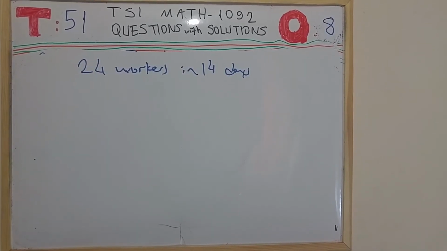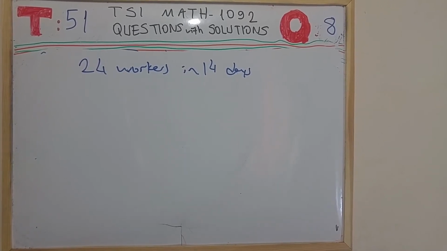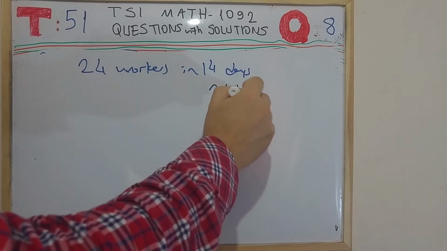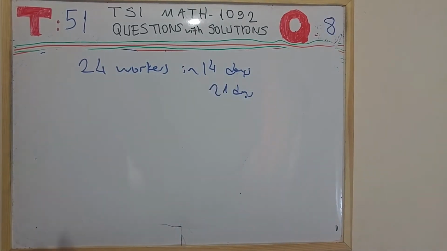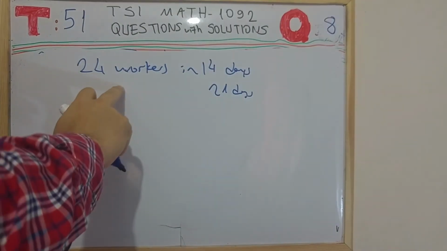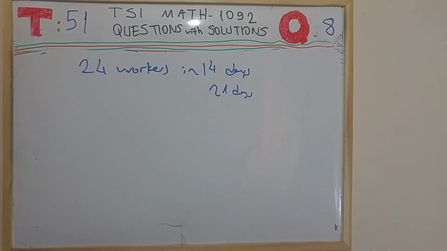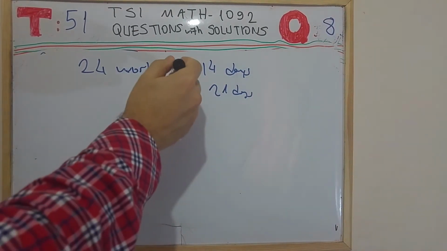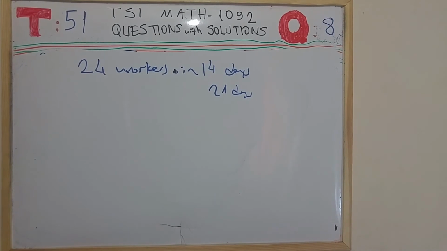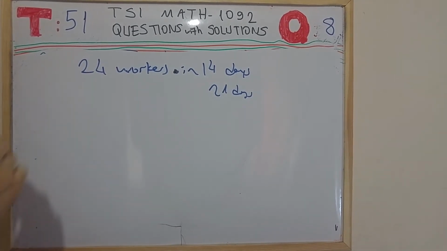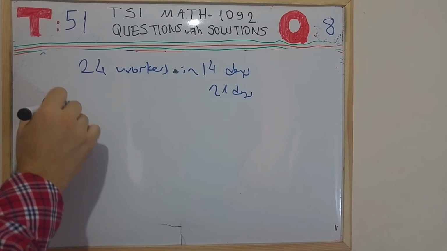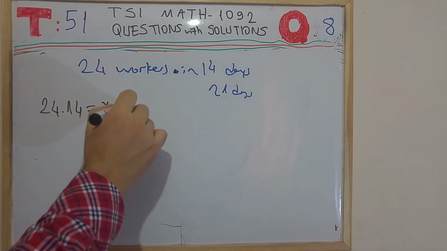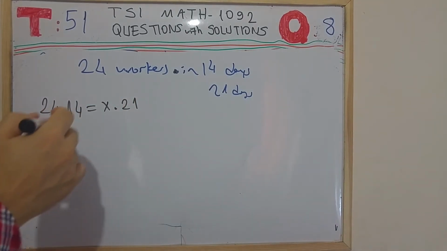4 workers complete a construction job in 14 days, and how many workers would we need to complete it in 21 days? You will probably understand that the unit of this construction is work days. That's why we have to multiply this information with each other. So completing this construction would take 24 times 14 days, or how many workers, I don't know, times 21 days. So these two must be equal to each other.